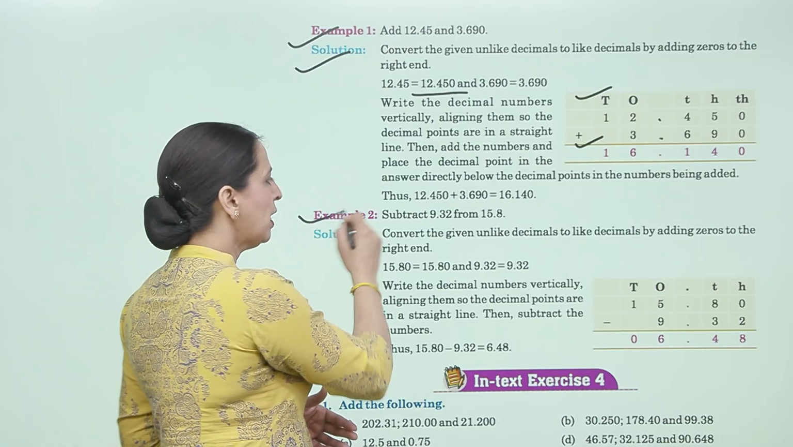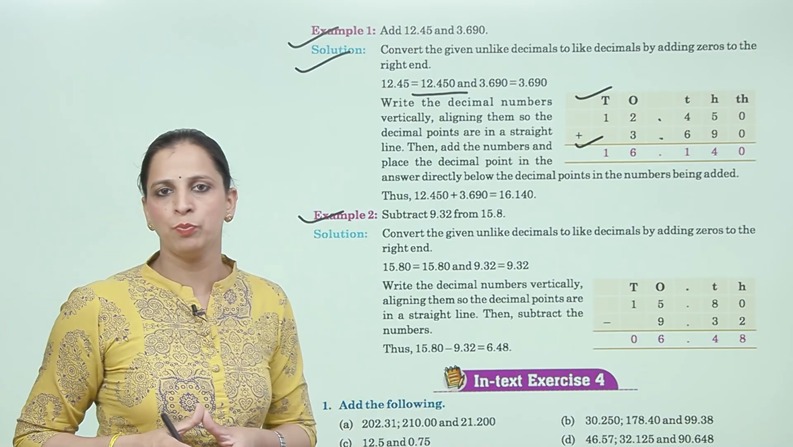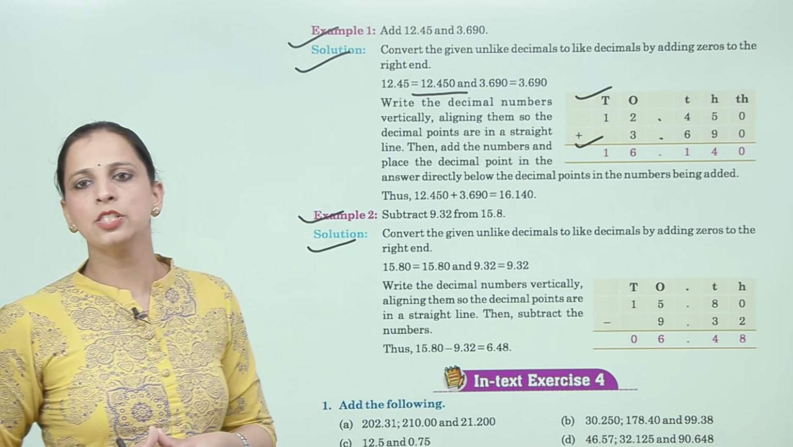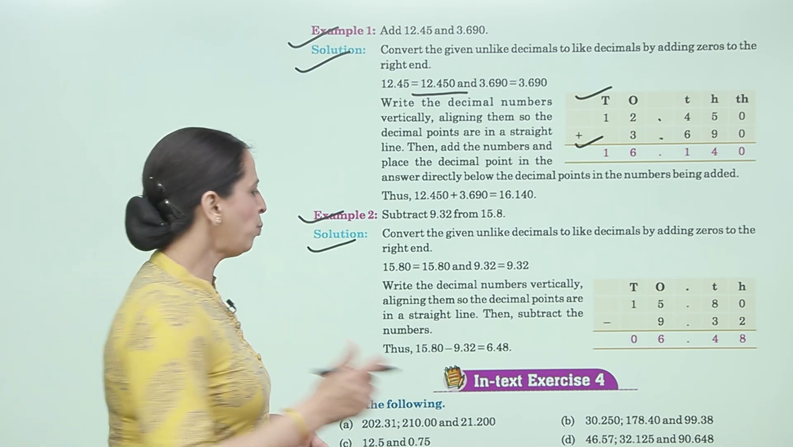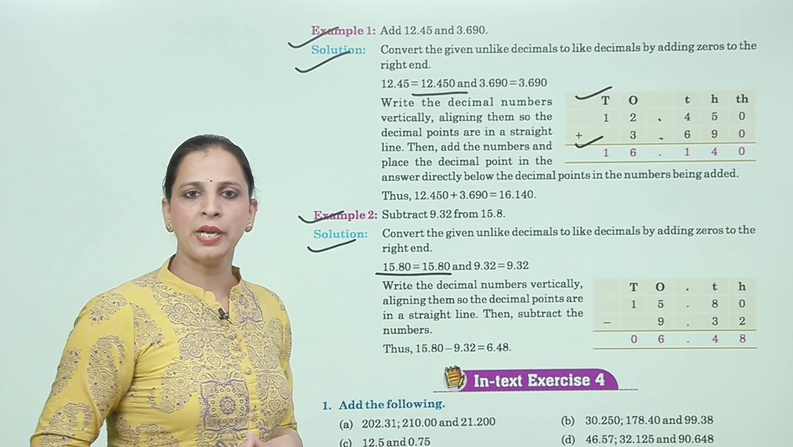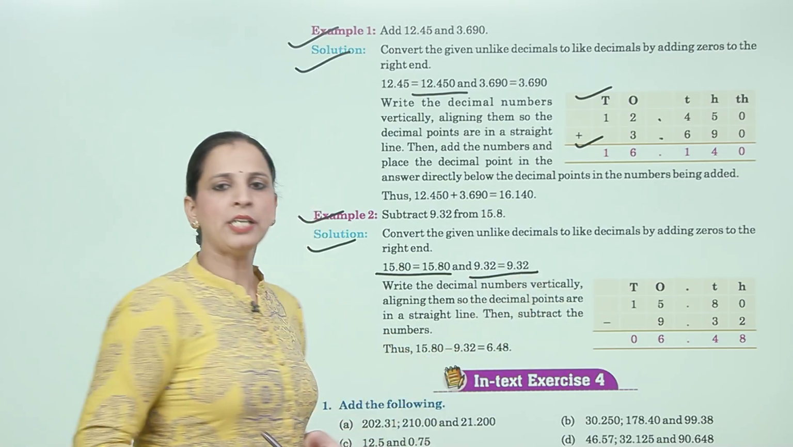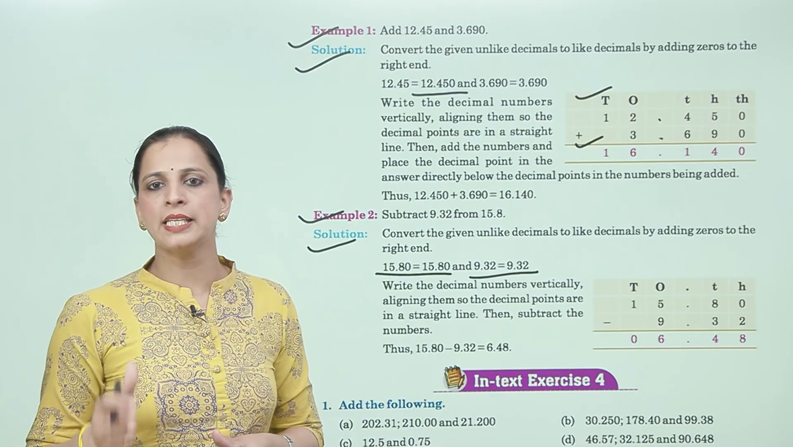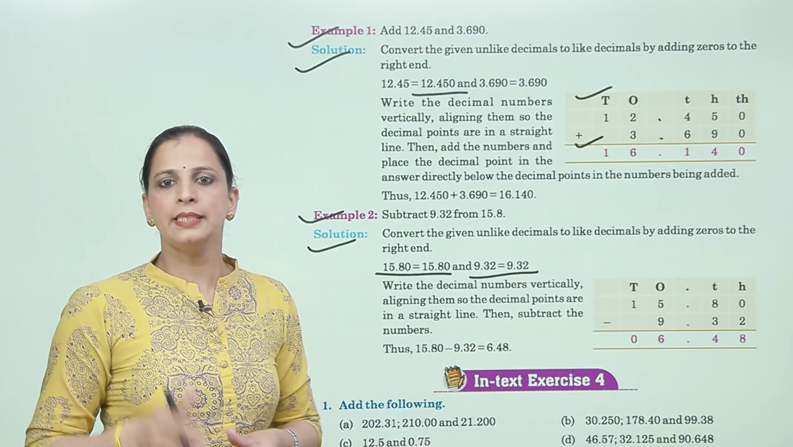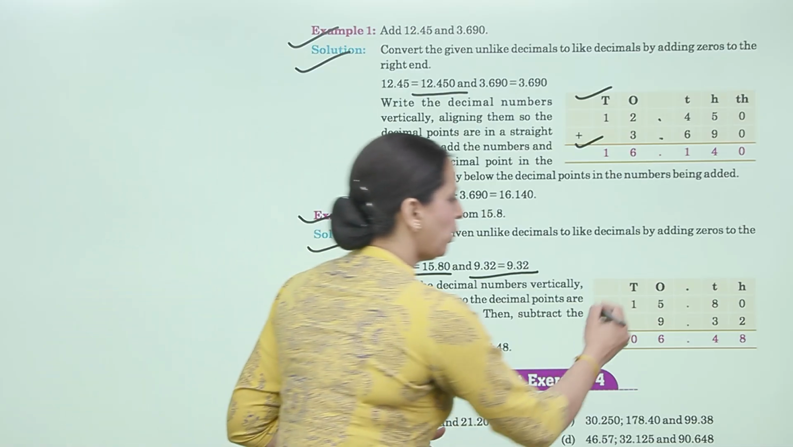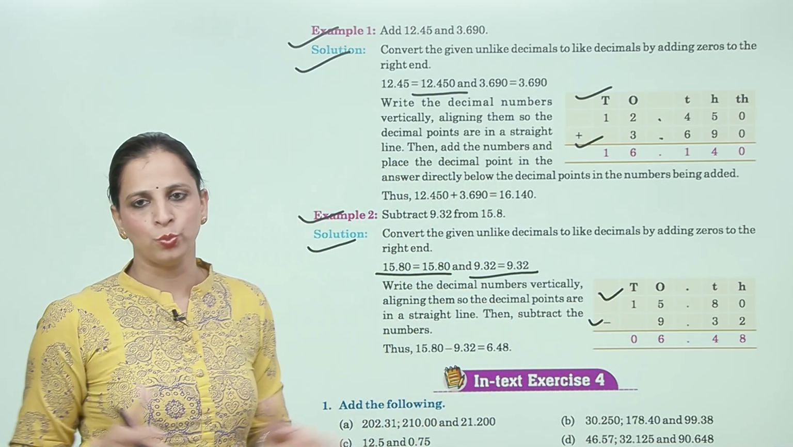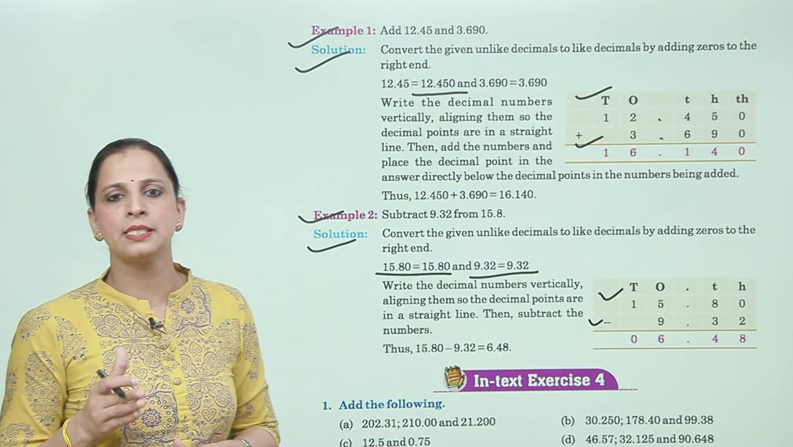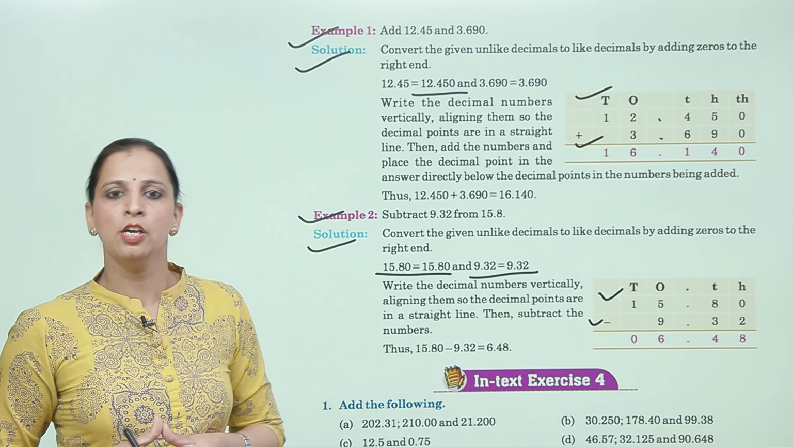Now example 2, subtract 9.32 from 15.8. Now solution, convert the given unlike decimals to like decimals by adding zeros to the right end. 15.8 is 15.80 and 9.32 is 9.32. Write the decimal numbers vertically, aligning them so the decimal points are in a straight line. Then subtract the numbers. So 15.80 minus 9.32. Subtract as ordinary numbers, we get 6.48. Thus 15.80 minus 9.32 is equal to 6.48.